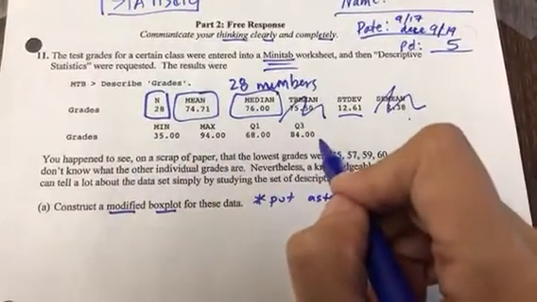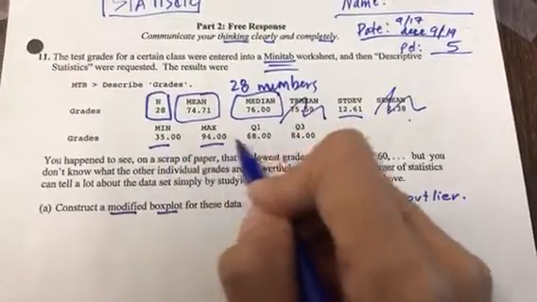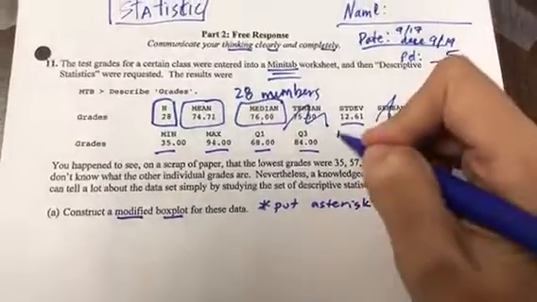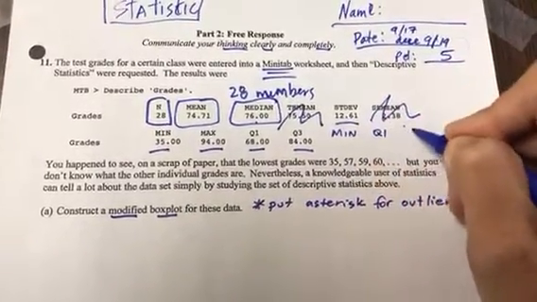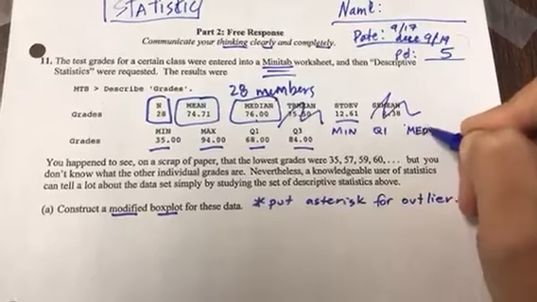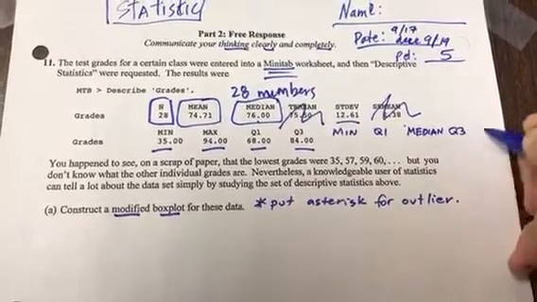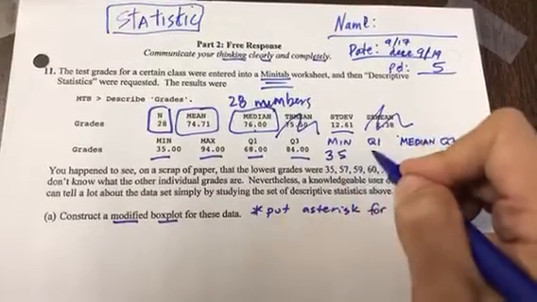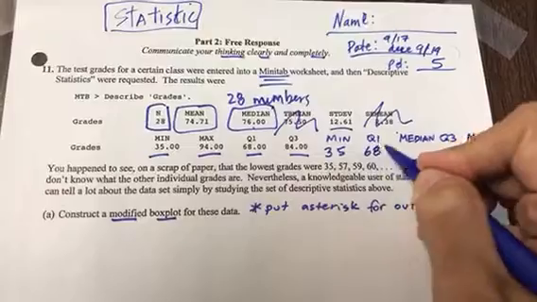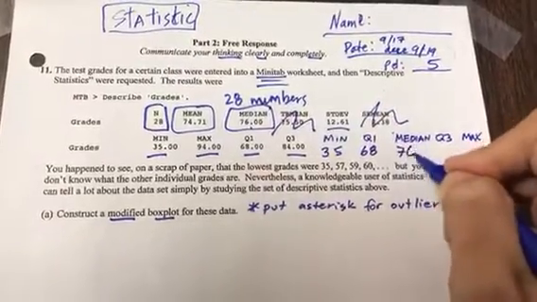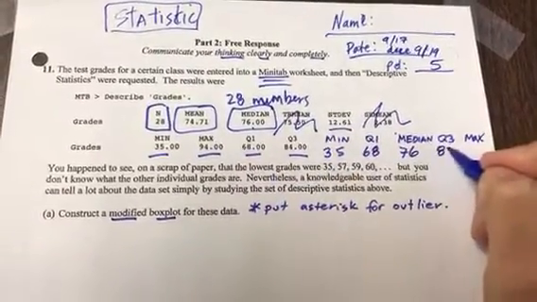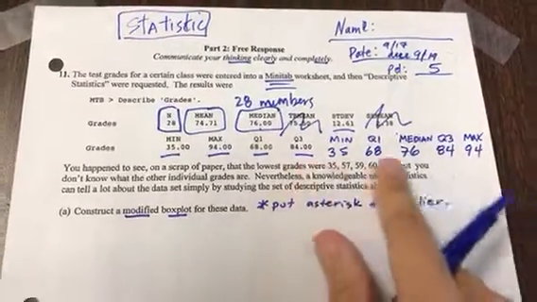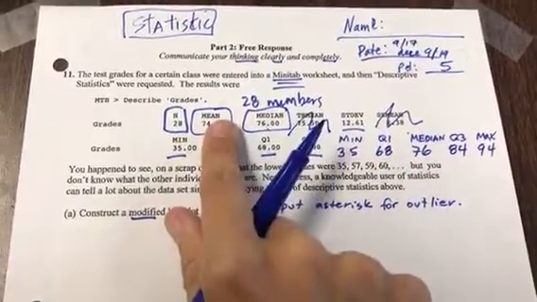And then they did one better on you. They did a 5-number summary, right? Min, quarter 1, median, quarter 3, and max, that is a 5-number summary. So 35, quarter 1 was 68, median was 76. These numbers better be in order, least to greatest. Max was 94. So the lowest score, the median score, and the highest score.